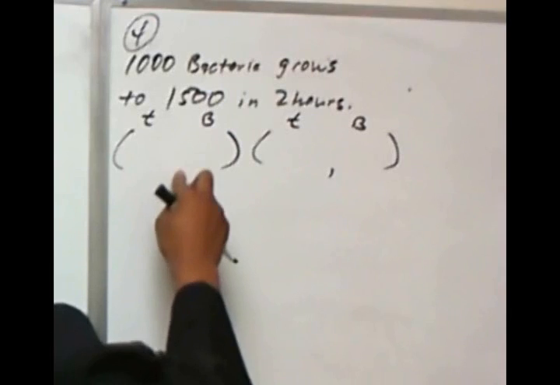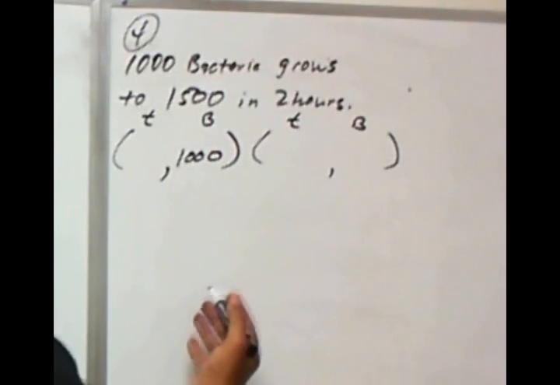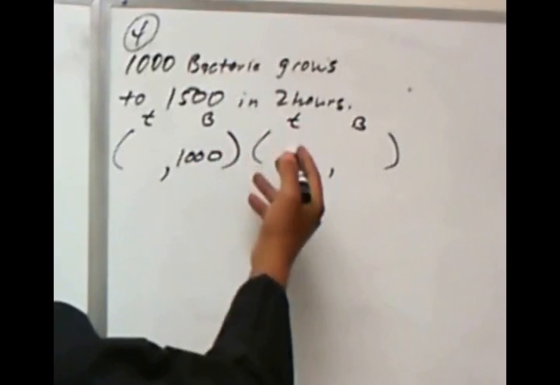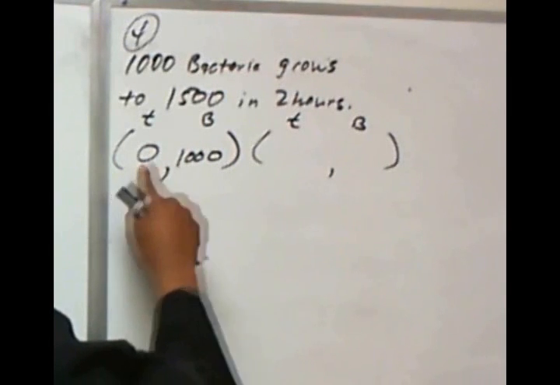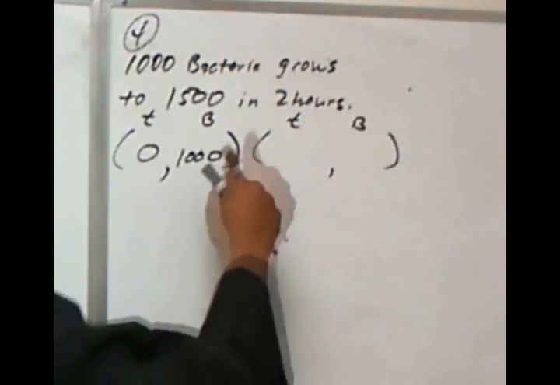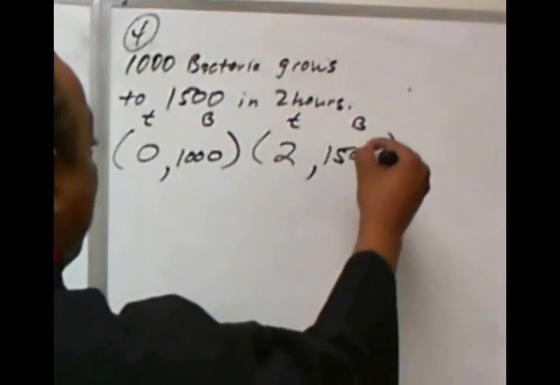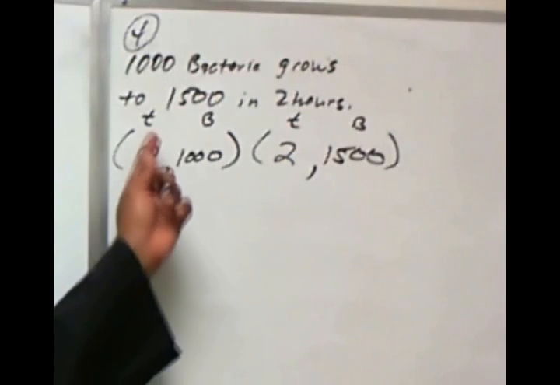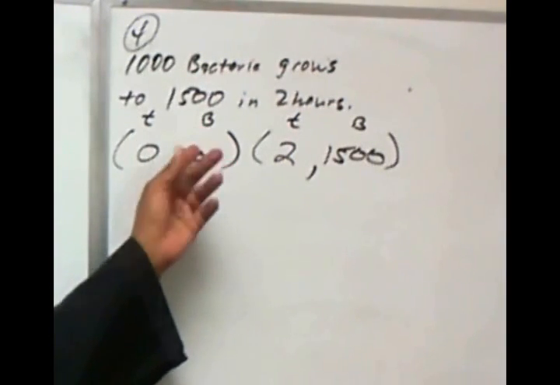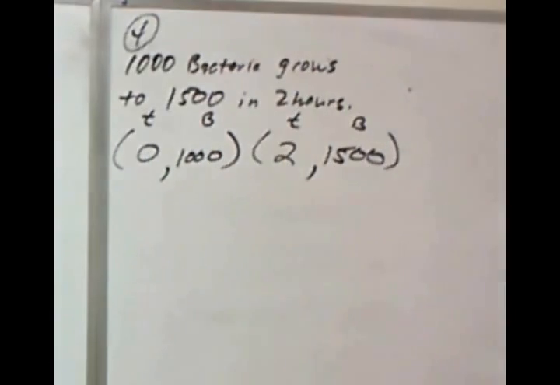So we know that the bacteria will be 1,000, but at what time? Well, this is the starting time. It doesn't tell us what the starting time is, but the starting time is always going to be 0. So at 0 time, we have 1,000. But 2 hours later, our bacteria count is now 1,500. So I have made points using time as input and bacteria as output to create an equation that would model this situation.